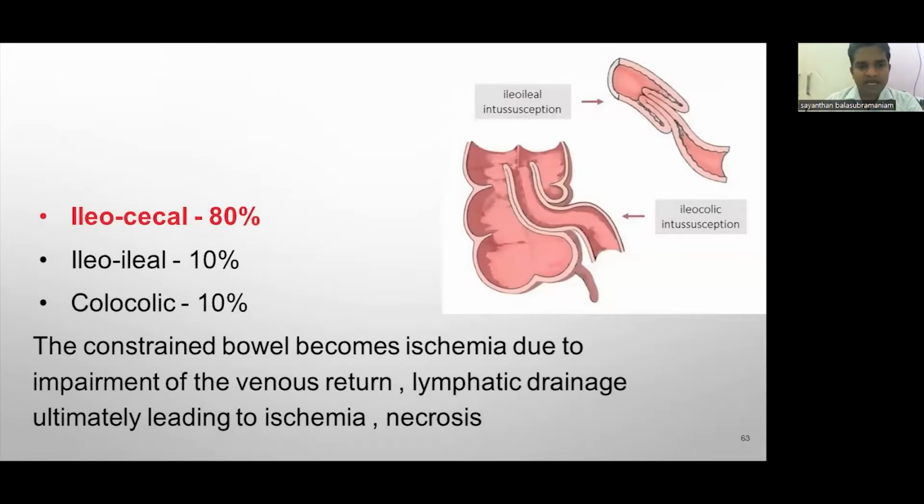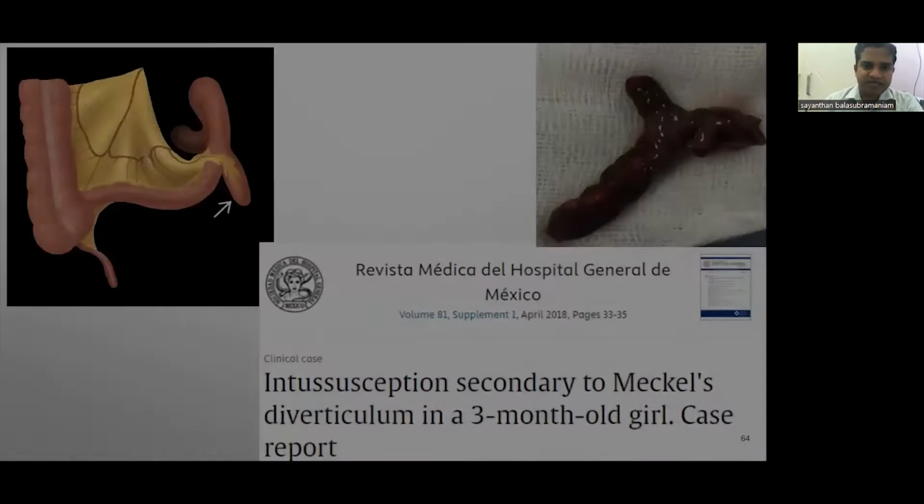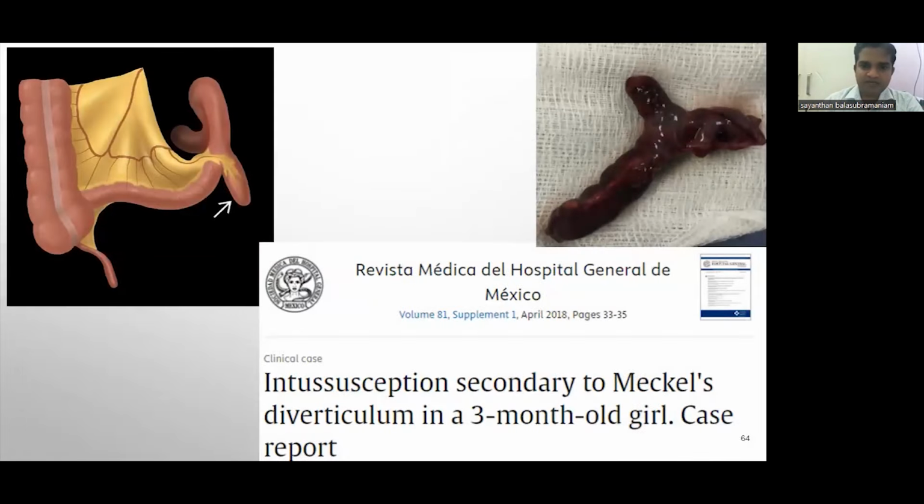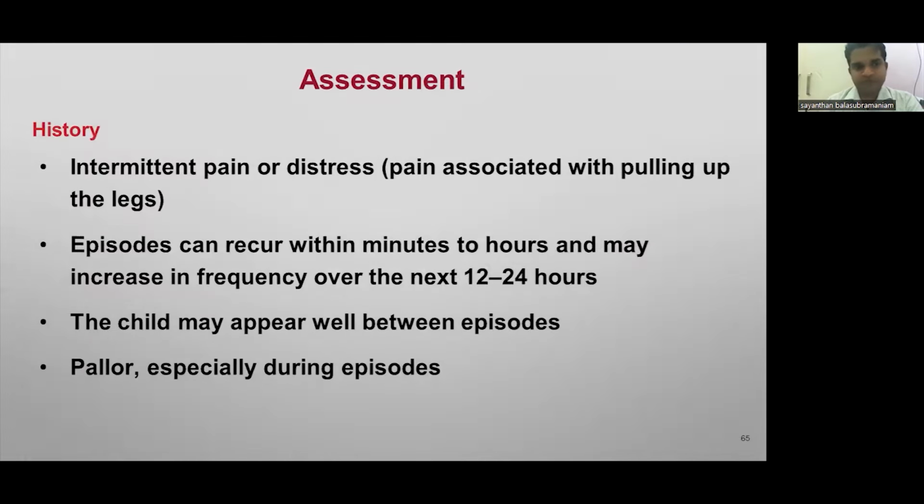Recent bowel surgeries. Commonly it will happen in the ileocecal region. All other parts are also possible, but commonly it happens in the ileocecal region. Even, you see, a 3-month-old had intussusception due to Meckel's diverticulum. So various reasons are possible.